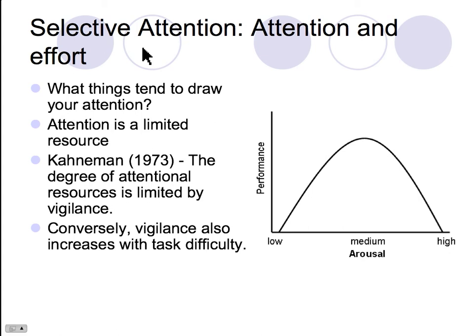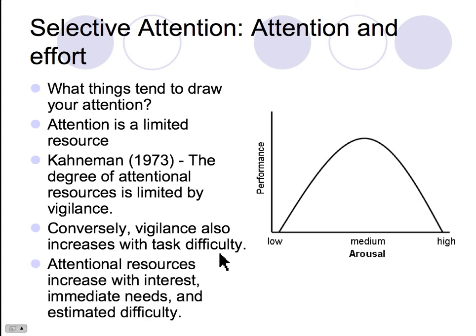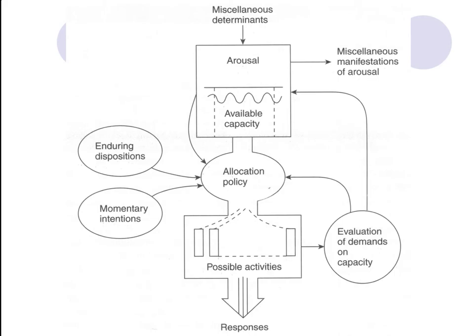And then this is what I described here also. Vigilance can also increase with task difficulty. Attentional resources increase with interest, immediate needs, and estimated difficulty. So if you're really interested in something, you tend to be able to be more vigilant, and therefore can dedicate more resources to that thing, whatever it is. If it's boring, then you're going to be bored, you're not going to be vigilant, and then you're not going to be able to pay attention to that thing.